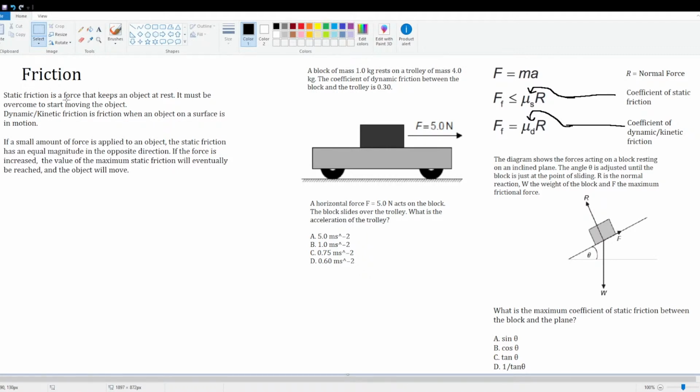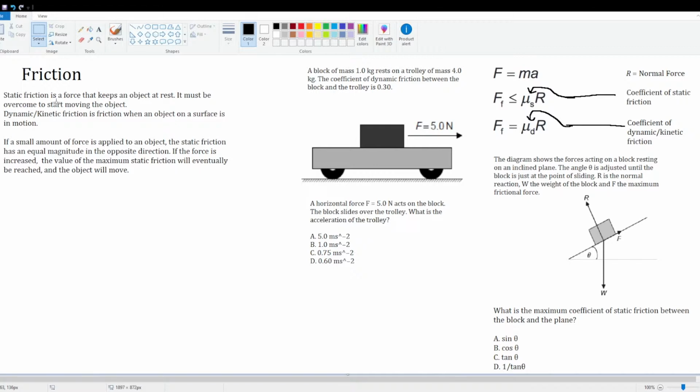We have static friction, which is a force that keeps an object at rest. It must be overcome in order to start moving the object. And when this force is overcome, then we see the dynamic or kinetic friction, which is friction when an object on a surface is in motion. Right, so we know the two different types here.